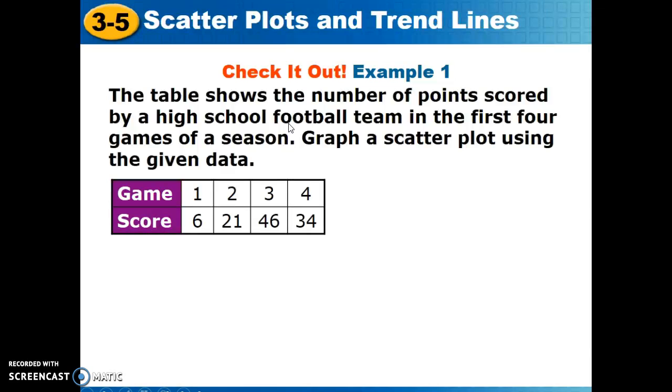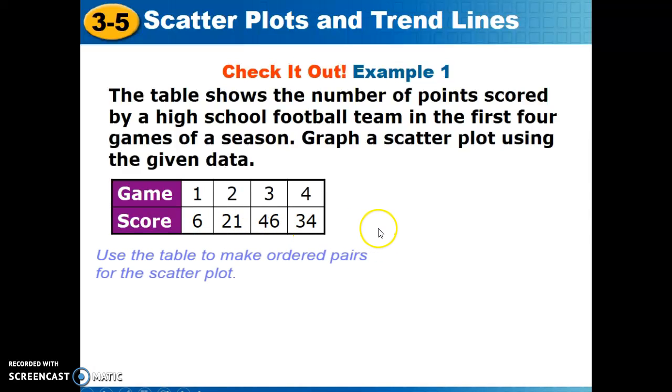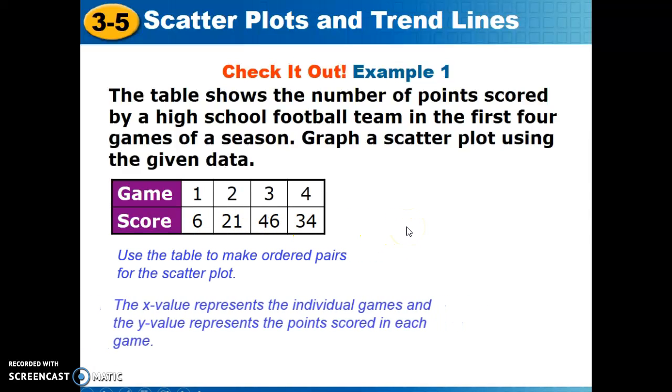This table, this is your problem, shows the number of points scored by a high school football team in their first 4 games of the season. We need you to graph the scatter plot using the given data. Again, think to yourself, the games are independent. The score depends on the game. We see a constant change in game and a non-constant change in the score.